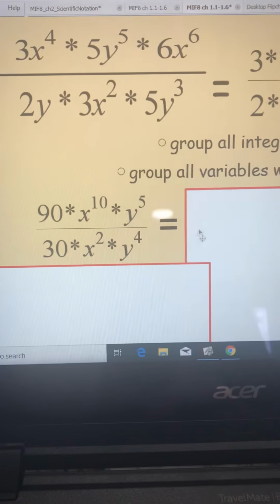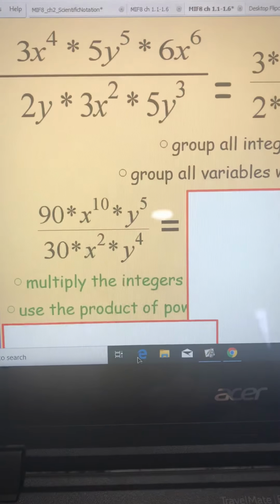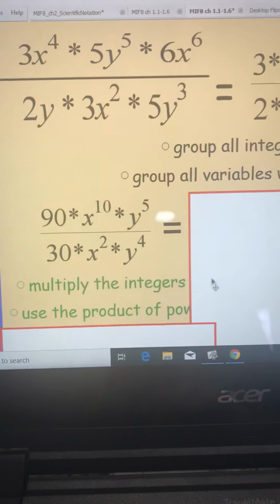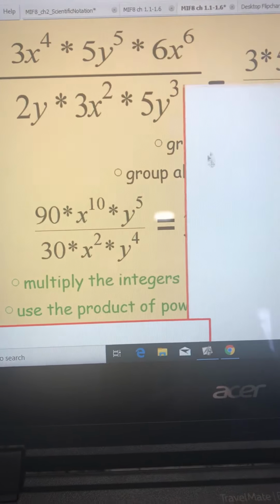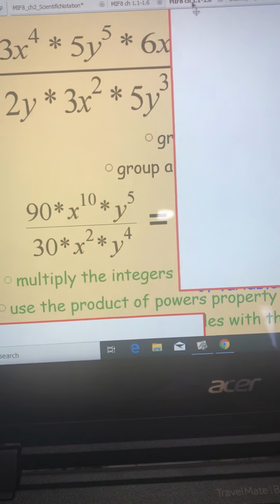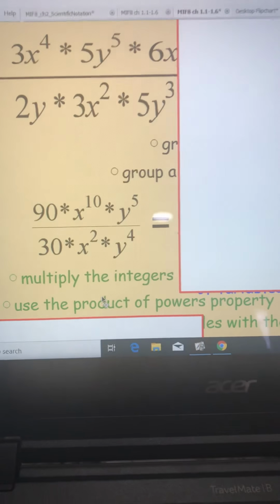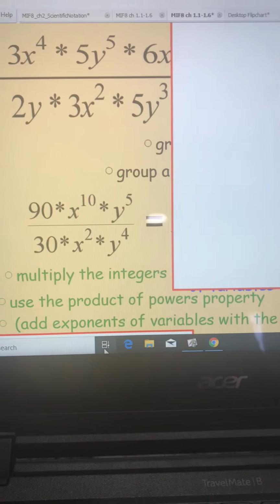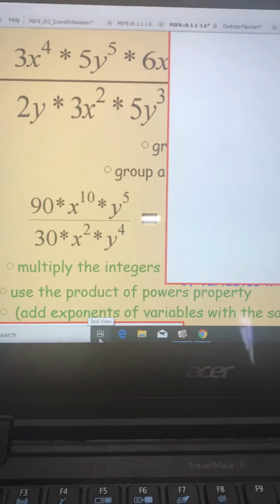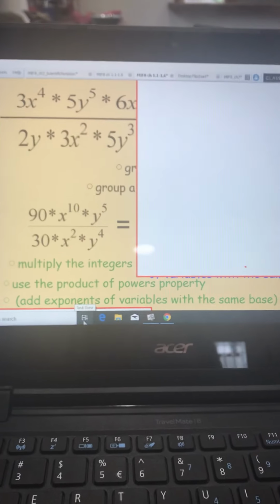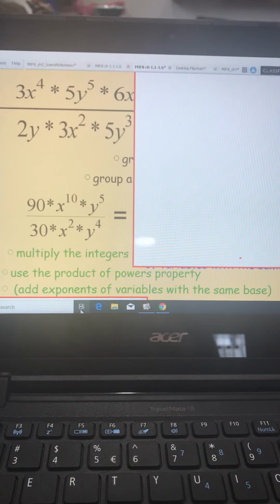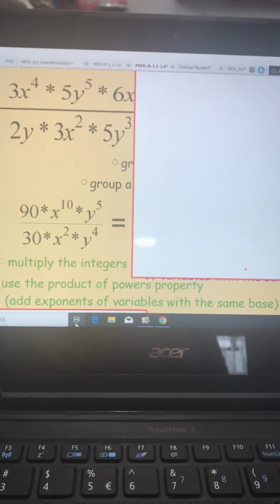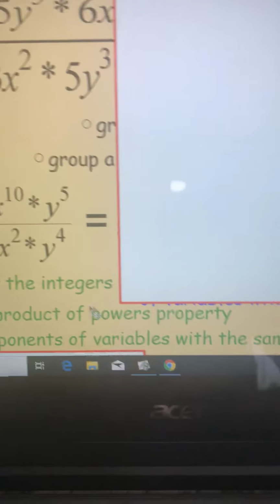And your notes for that are to multiply the integers, or the coefficients is what I keep calling them, and then to use the power of products rule to add all your exponents. Sorry, I know guys, I'm trying to reveal the notes and having a hard time. So use the products of powers property, so you're multiplying integers and then using the power of products property, add exponents of variables with the same base. All right, pause me and get that down. Try to keep it next to the step that I just showed you. And then we're on our final step.